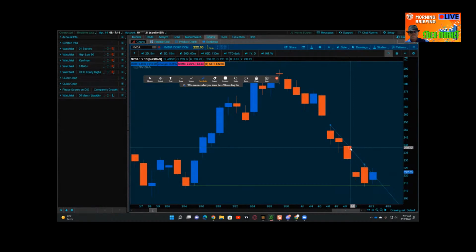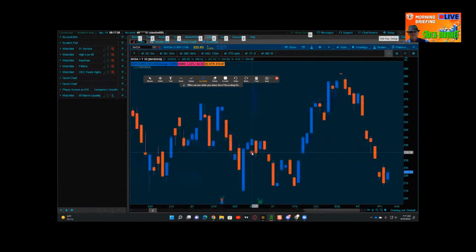It's not just Nvidia, it's any market sitting at its highs or sitting at its lows where you're thinking it's going to reverse here and start going the other way. Wait for the reversal. You don't have to jump the gun. You can jump the gun. There's absolutely nothing wrong with it.